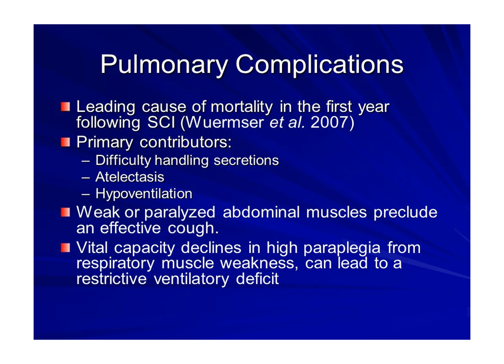In the first year following a spinal cord injury, the leading cause of mortality is pulmonary complications. Okay? Mostly because the patient has difficulty handling secretions with an associated atelectasis and hypoventilation. The weak or paralyzed abdominal muscles also preclude an effective cough. As we have mentioned earlier, vital capacity as well as tidal volume decline when injuries are at a higher level.